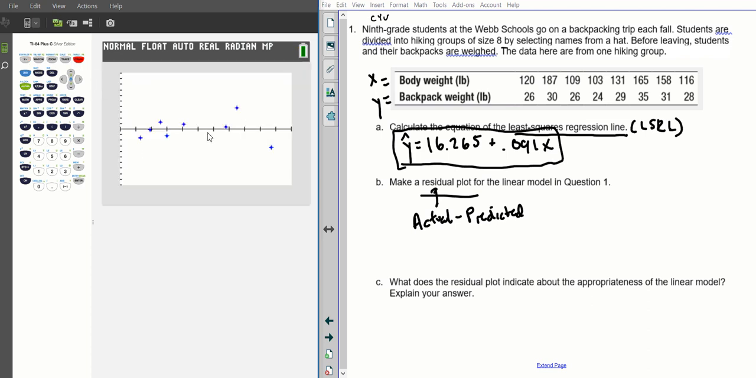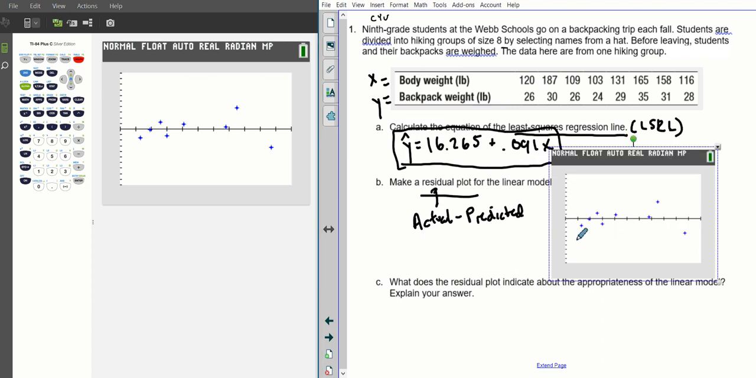What you can see are all of these different residuals. At 103, we have a residual that's just below the x-axis, and you can see all these different values. With a little change in the y window, you'll be able to see those values. Now the question is the third one: what does the residual plot indicate about the appropriateness of the linear model? Explain your answer. Do we see a pattern here?